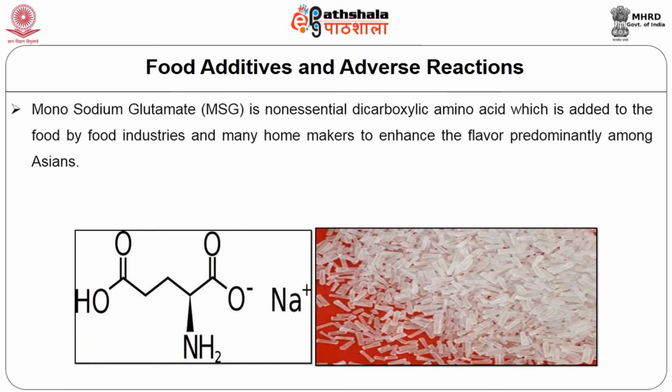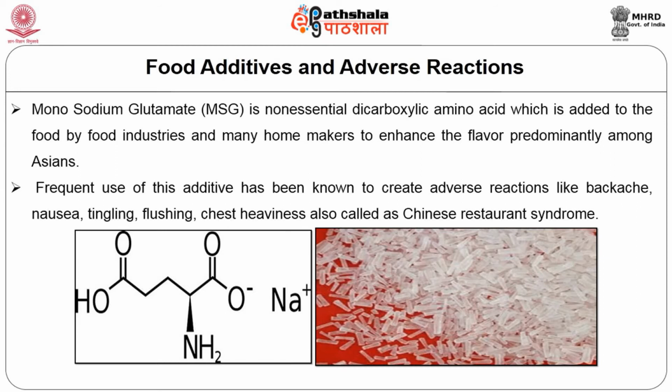Monosodium glutamate is a non-essential dicarboxylic amino acid which is added to food by the food industry and even by many homemakers just to enhance the flavor, predominantly among Asians. So, frequent use of this additive has been known to create adverse reactions like backache, nausea, tingling, flushing, chest heaviness. This chest heaviness is called Chinese restaurant syndrome, and monosodium glutamate has been involved to induce asthma in a few subjects. So, one has to be careful in using this monosodium glutamate.